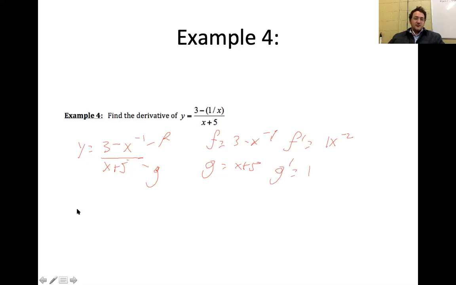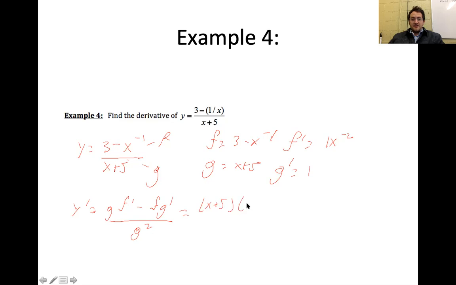So then I just write that formula. So the derivative formula would be low d high, so G F prime, minus high d low, so F G prime, over low squared, so that's G squared. And I just put that in. So my G is just x plus 5.